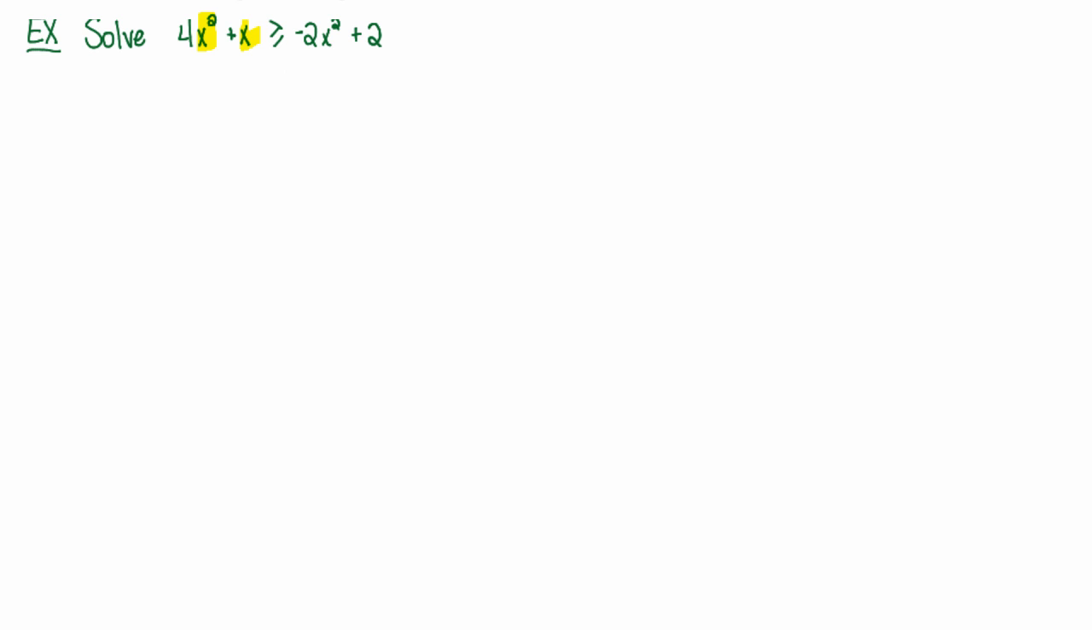Let's go ahead and move everything to the left. I'll add 2x squared to both sides and subtract 2 from both sides. And I get this beautiful 6x squared plus that x is just sitting there minus 2 must be greater than or possibly equal to 0. Now I'll quickly try to factor this if I can. It'd be great if I could. So let me try. Let's see.